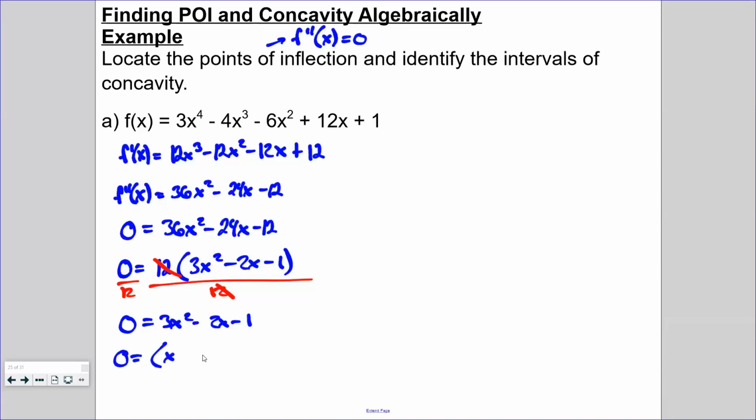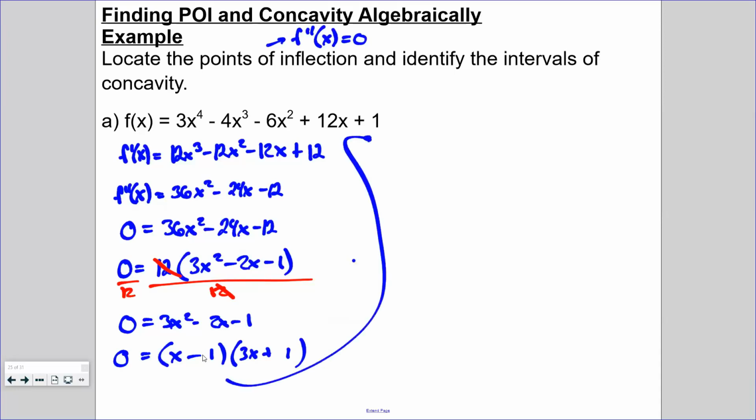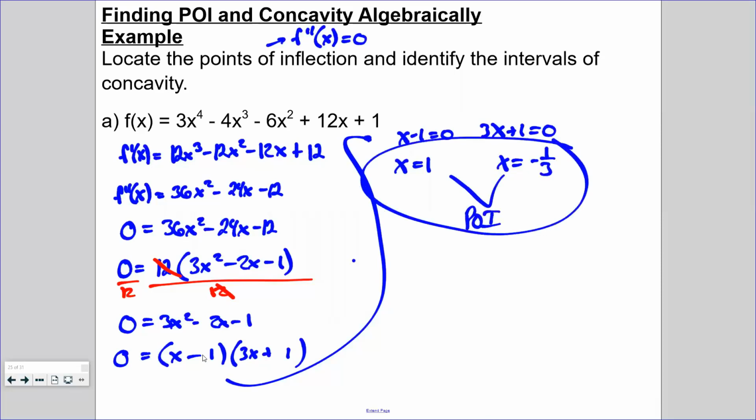Which I can factor to be x and 1, 3x and 1. Negative and positive, so I might want to check that. Yep, okay, we're good. All right, so we can set each factor equal to 0: x minus 1 equals 0, 3x plus 1 equals 0, so x is going to be 1, and x is going to be negative 1/3, and these are going to be our points of inflection. So we solved those. Great.